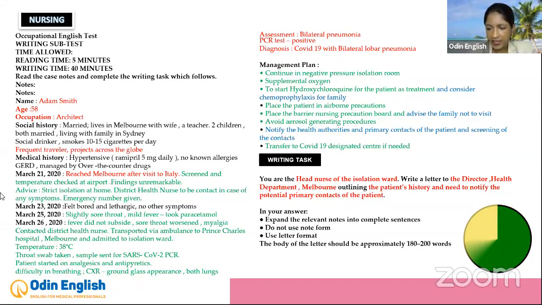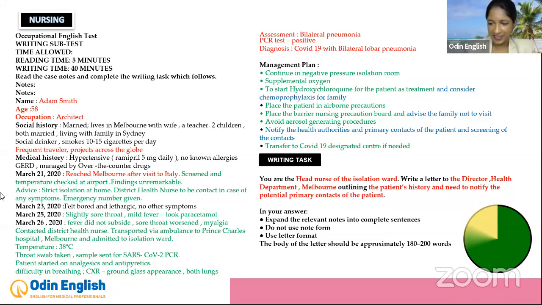The purpose of this letter is to request to notify and screen the primary contacts of Mr. Smith, who recently has been diagnosed with COVID-19. He is in isolation ward now. Okay, Naja Ajayan, I'm writing to provide information about Mr. Smith, who has been diagnosed with COVID-19.